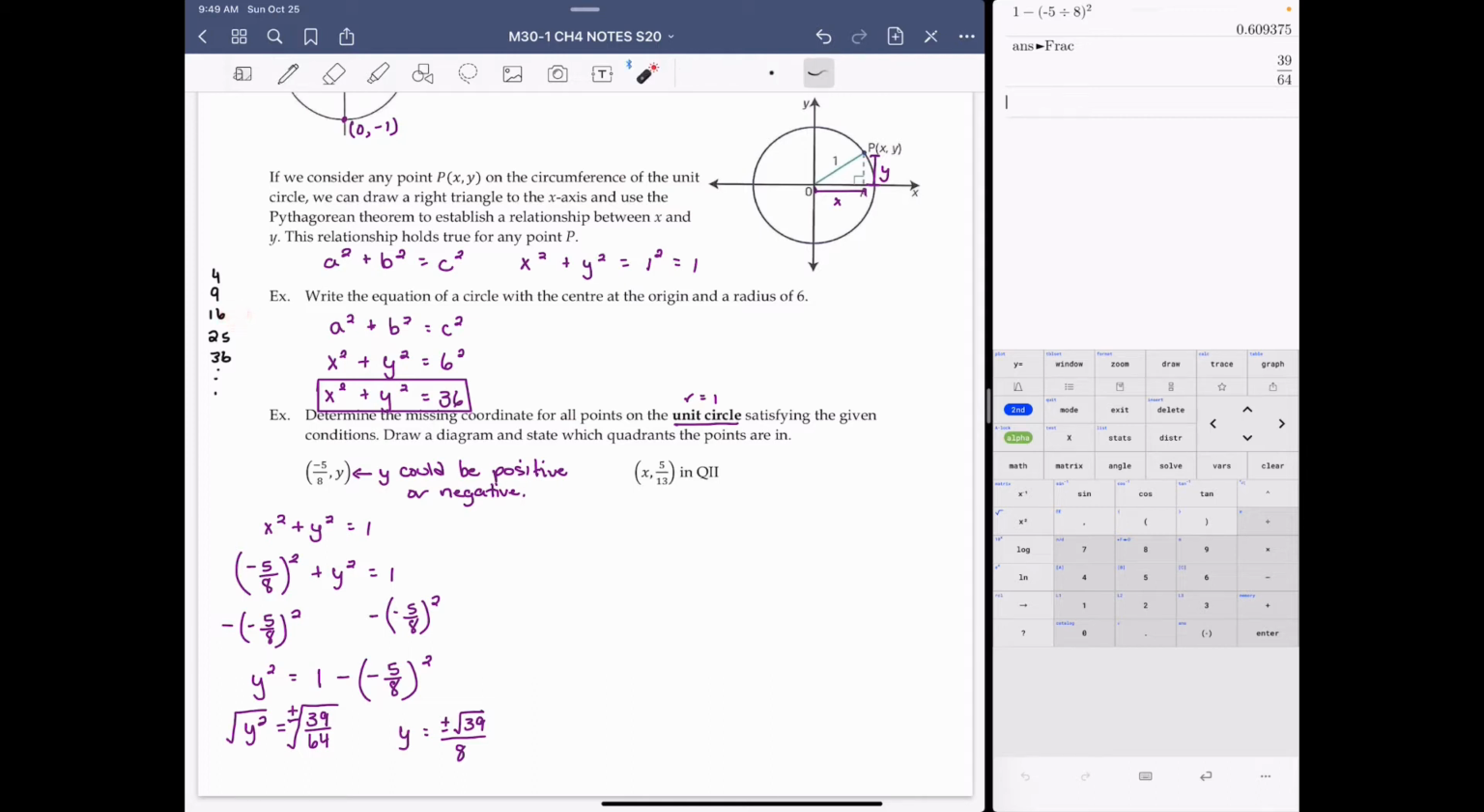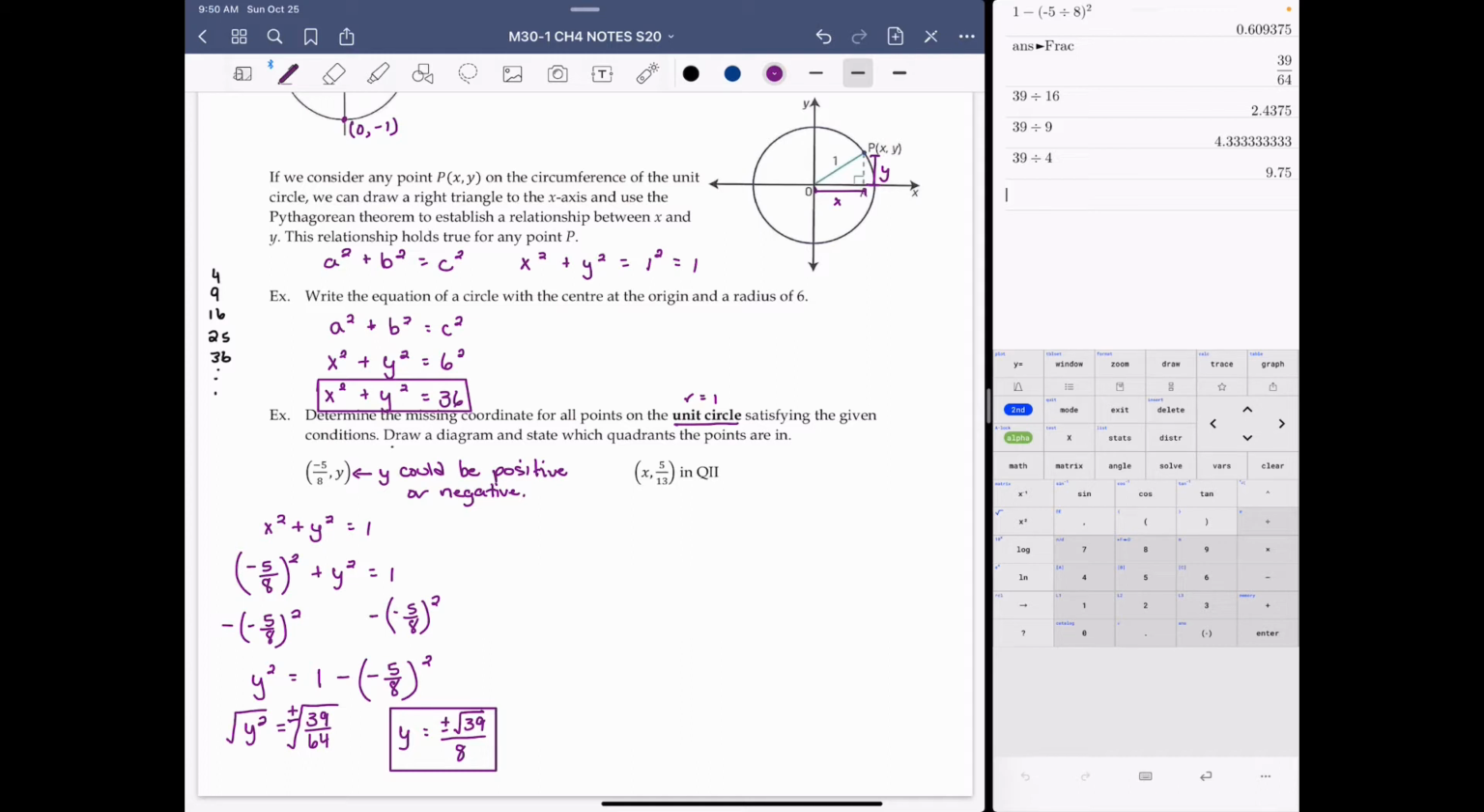So we try 16, 39 divided by 16. Do we get a whole number? No. We can try the next largest perfect square, which is 9. 39 divided by 9. Get a decimal again. And then the last option is 39 divided by 4. We get a decimal again. So that tells us that we can't simplify square root 39, which means that this would be our value for y, positive or negative, root 39 over 8.